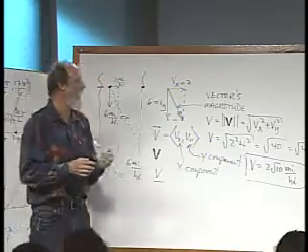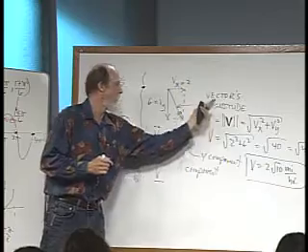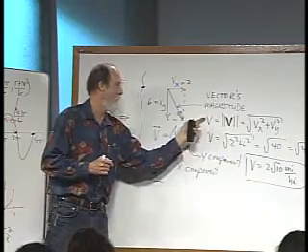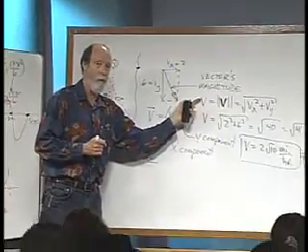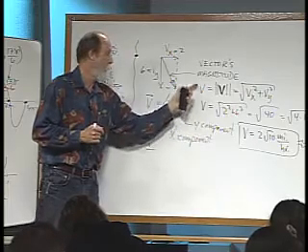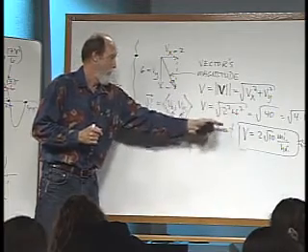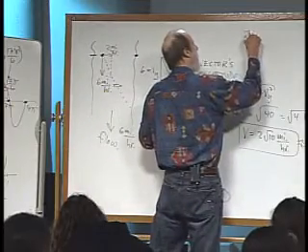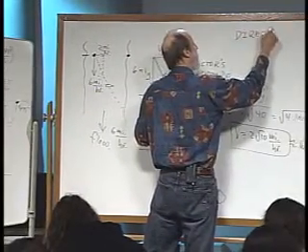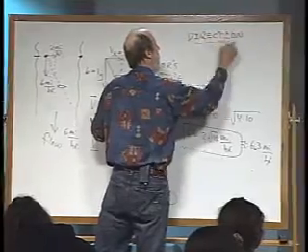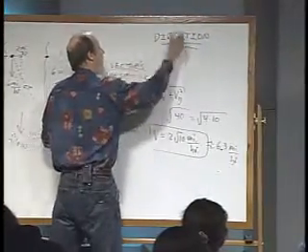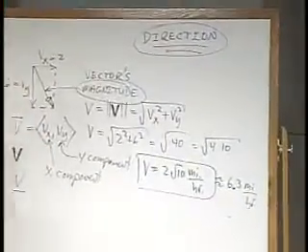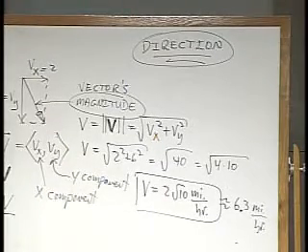So we need not only a vector's magnitude, where there's no arrow symbol on your symbol for the vector, that means the magnitude, we also need direction. So we need magnitude and direction when we do vector work. Magnitude and direction.